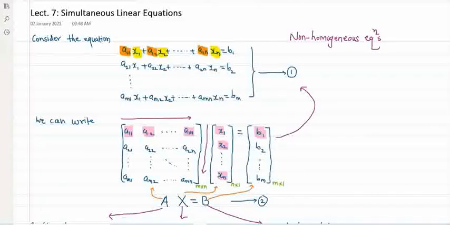Sir, it has trivial solutions. You continue, you have learned this somewhere. For homogeneous, there is always one solution which is called the trivial solution. Here I will write B1 is equal to 0, B2 is equal to 0, up to Bm equal to 0. So we call this system homogeneous.